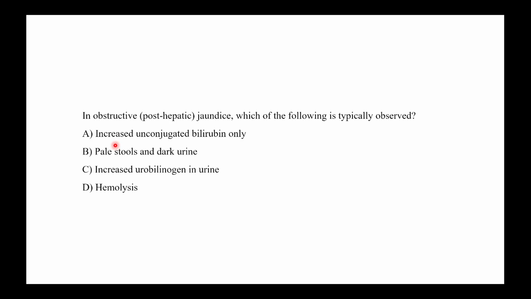Moving to the next question now. In obstructive jaundice or post-hepatic jaundice, which of the following is typically observed? Option A, increased unconjugated bilirubin only. Option B, pale stools and dark urine. Option C, increased urobilinogen in urine. And option D, hemolysis.